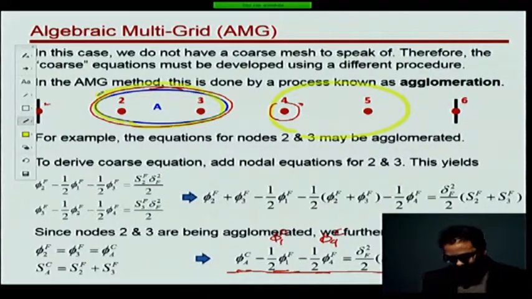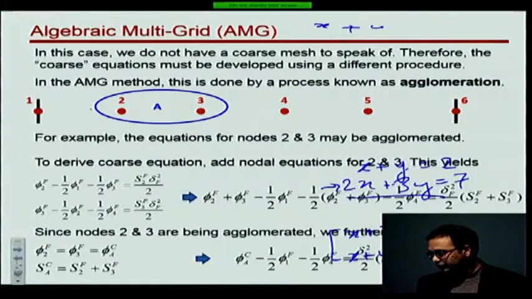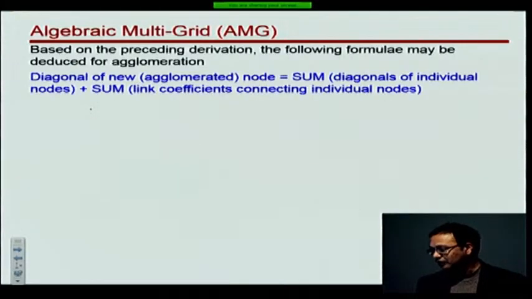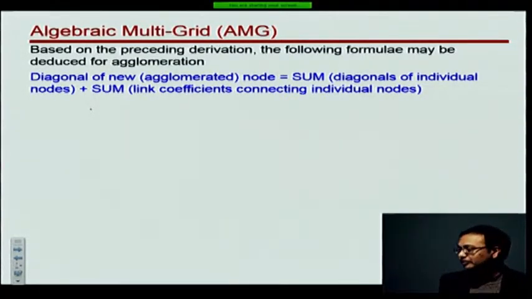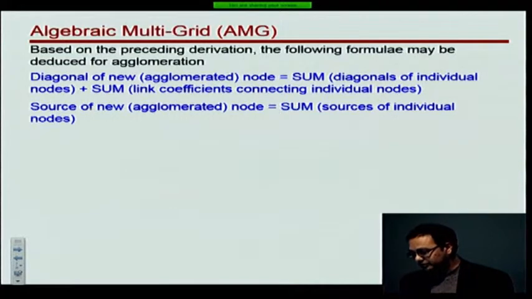Now, what's interesting is, this is kind of straightforward what we just derived here, but what do we get out of all this? What we get out of this are some formulas. This formula says that the diagonal of the new agglomerated node is the sum of the diagonals of the individual nodes, meaning the fine mesh nodes, plus the sum of the link coefficients connecting individual nodes. I'll demonstrate that to you in a moment. And the new agglomerated source is the sum of the sources of the individual nodes. These are 2 important formulas we get out of this derivation that I showed you on the previous page.